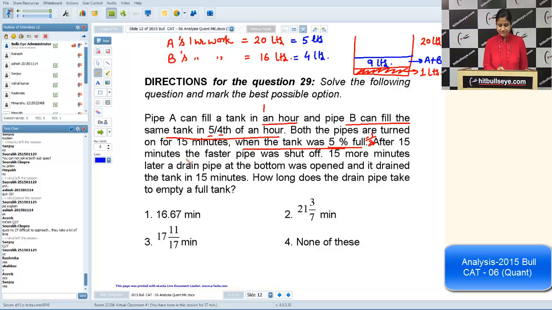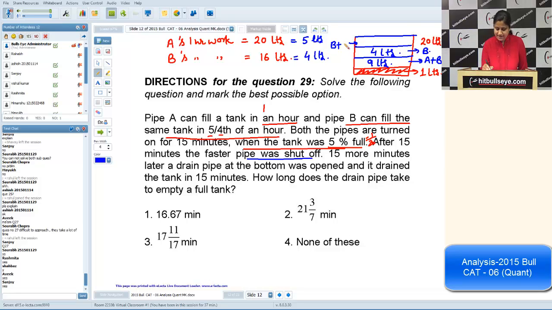After 15 minutes, the faster pipe was shut off. Which is the faster pipe? A. Now A is not working for the next 15 minutes. Only B is working. If only B is working for the next 15 minutes, it will pour 4 liters. For the further 15 minutes, B is also working.